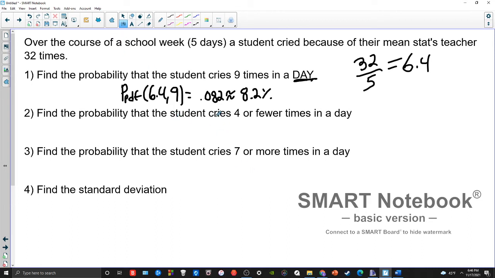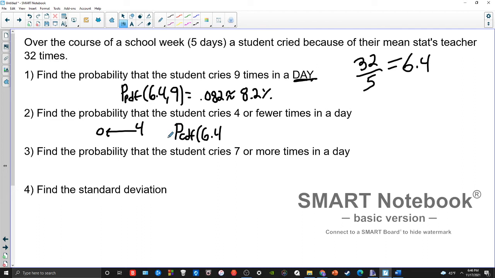Find the probability that the student cries 4 or fewer. Okay, 4 or fewer. Let's think here. 4 or fewer means I want 4 or less. Yes? So I want 4 all the way down to 0. Okay, so Poisson CDF of 6.4. Now, before I even go any further, do I need a 1 minus here? Well, no, because I'm going down. If I'm going down, if I'm going below a value, then I can just rely on CDF. I don't need to do the 1 minus.